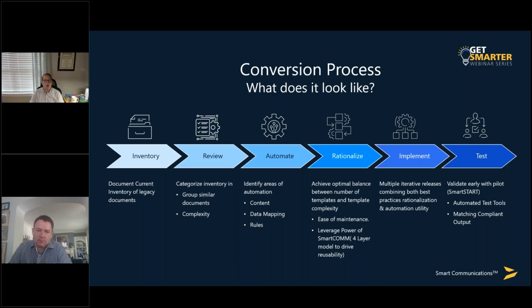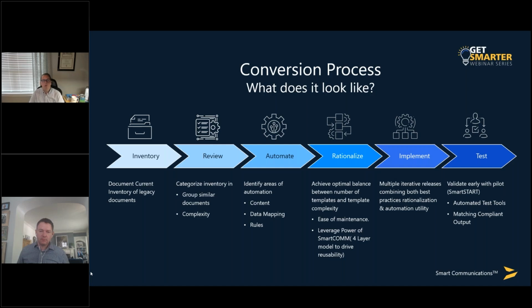And what ways are business rules able to automate? So is it a different programming language? Is it a different system that these rules come from outside of your legacy CCM system? How can you bring that into the business rules of the SmartCOMM templates?